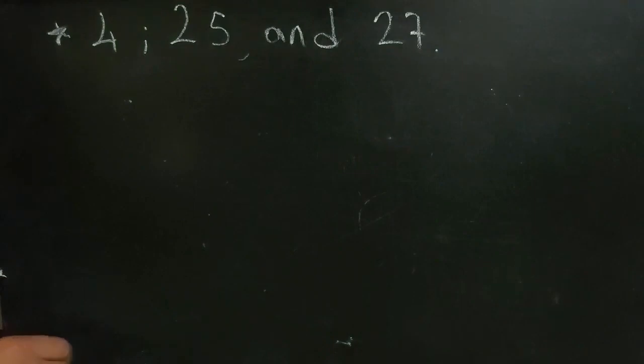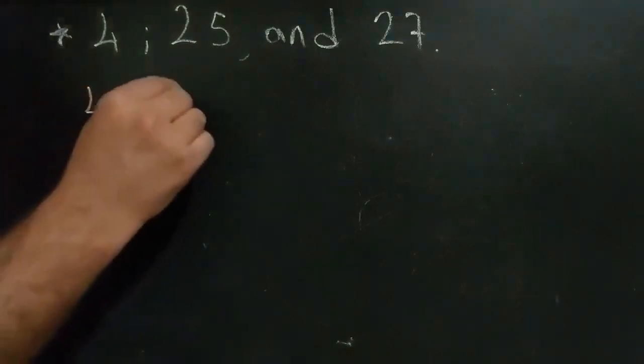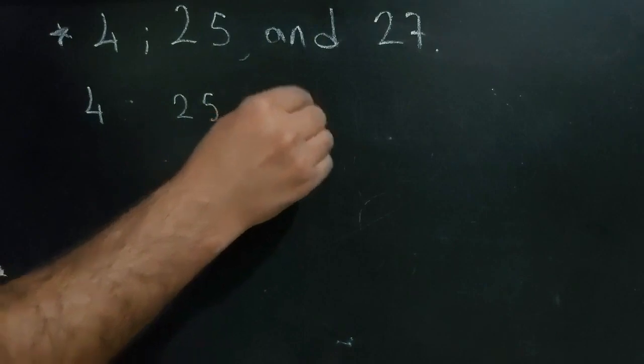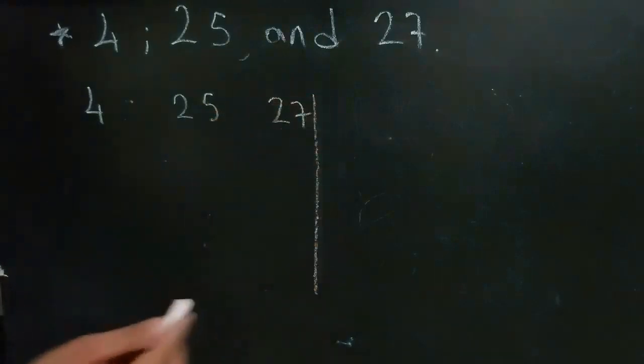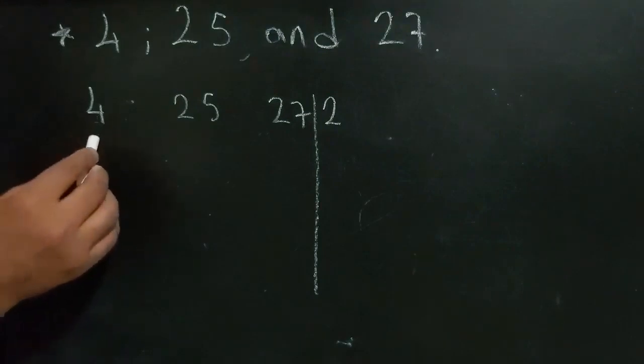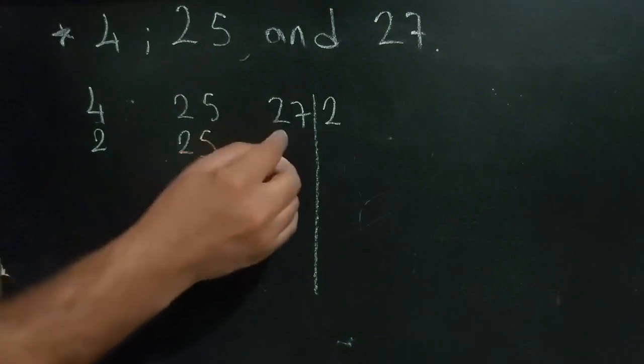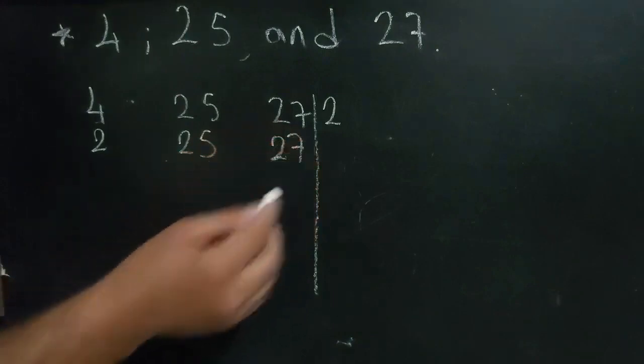Alright, now let's have a look at this question. LCM and HCF of 4, 25 and 27. Write numbers next to each other. Draw your line and start to check with 2. 4 is divisible by 2, 2. 25, not, write the same. 27, no, write the same.